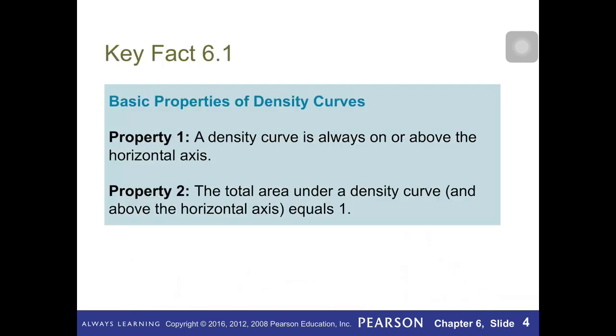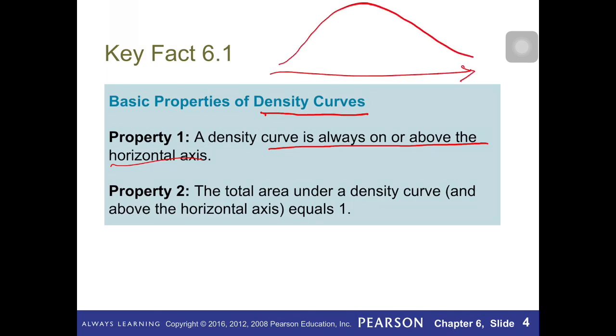Okay, let's see what we are doing in this section. With density curves, there are two properties. A density curve is always on or above the horizontal axis. Please remember that this is my horizontal axis. This density curve is always on or above this horizontal axis. It never goes below this axis.